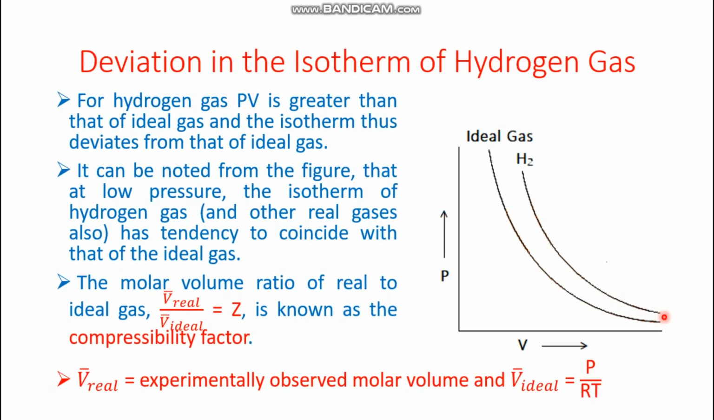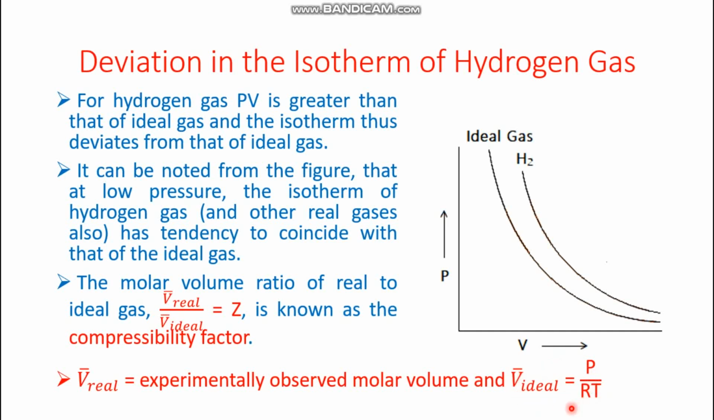And what about V real, V bar real and V bar ideal? V bar real is the experimentally observed molar volume, and V bar ideal is actually P by RT. Yes, definitely for an ideal gas it is PV equals nRT. For n equals 1, V becomes V bar. So in that case V bar equals P by RT, and this is possible for an ideal gas. Therefore V bar ideal is equal to P by RT.